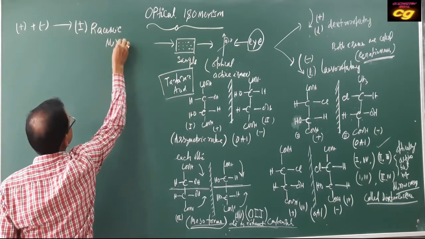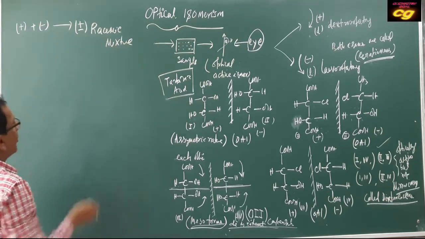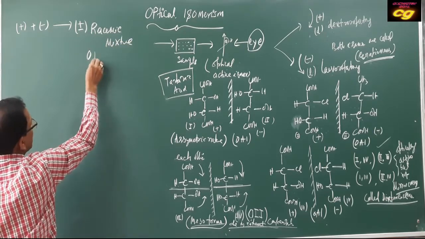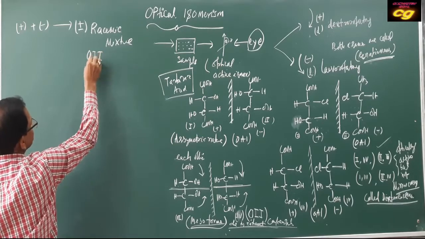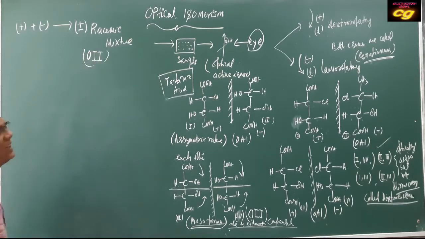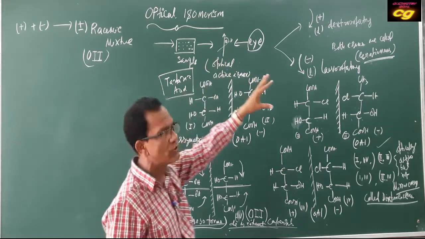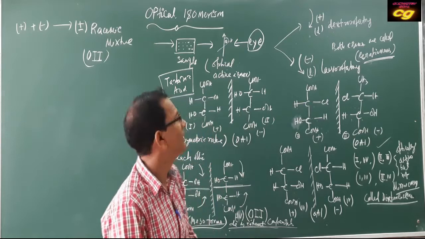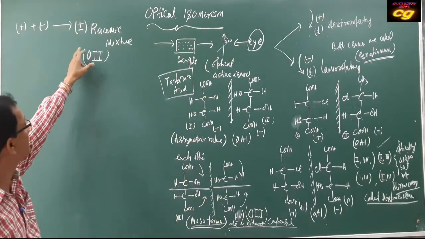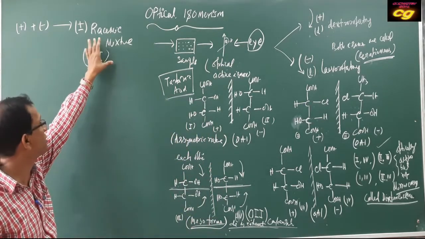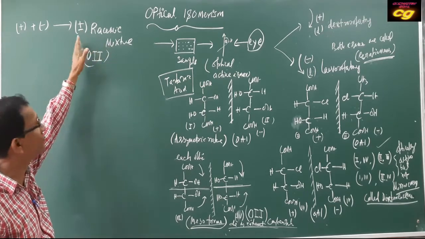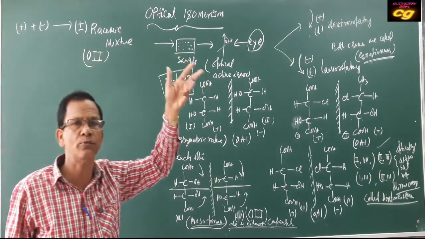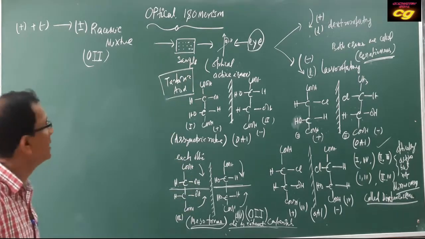Racemic mixture. Optically inactive isomer. That means a racemic mixture is optically inactive. If you mix the dextrorotatory and levorotatory forms of the same molecule, then it will be optically inactive. That is called a racemic mixture. And the process is called racemization, preparation of a racemic mixture, an optically inactive isomer of the same molecule.